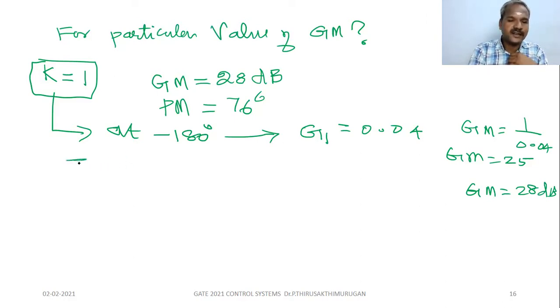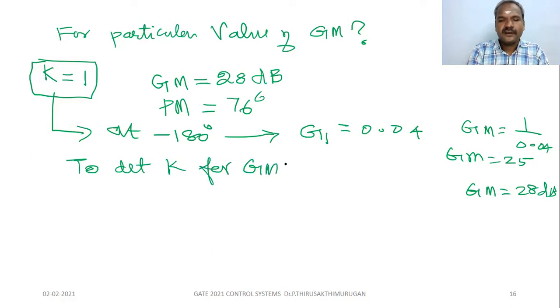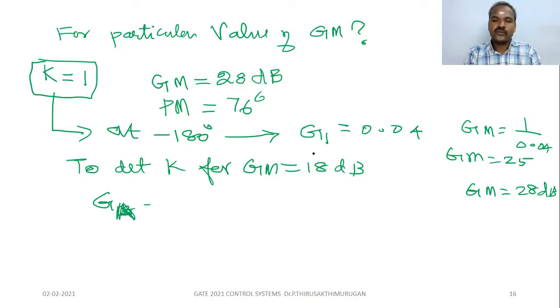So that is to determine K for a gain margin of 18 dB. So what happened? This point is, say, K18, G18. What is the magnitude corresponding to this point? Consider this as A. So GA is the magnitude corresponding to 18 dB.